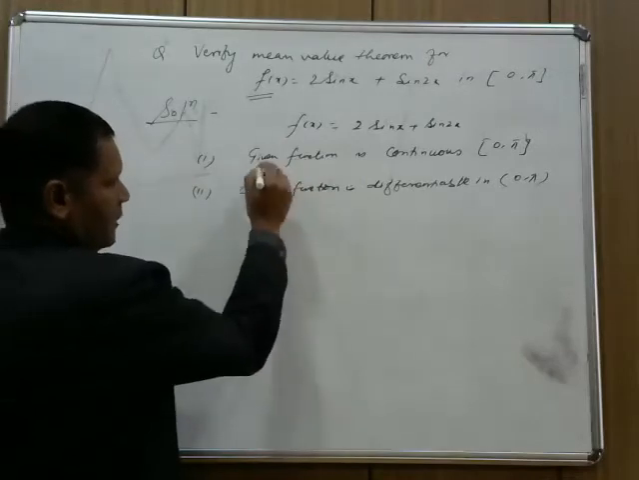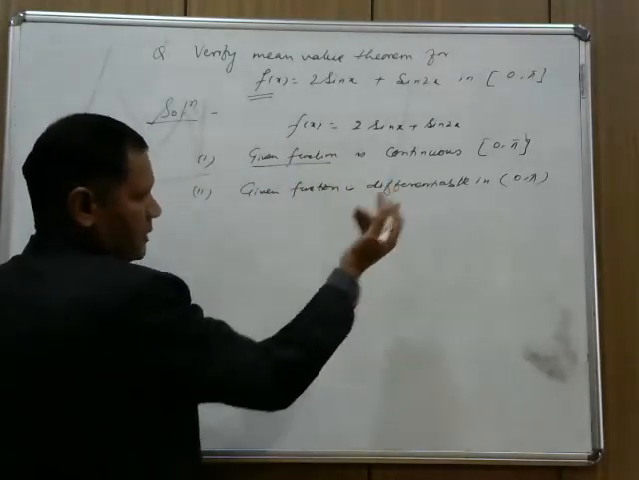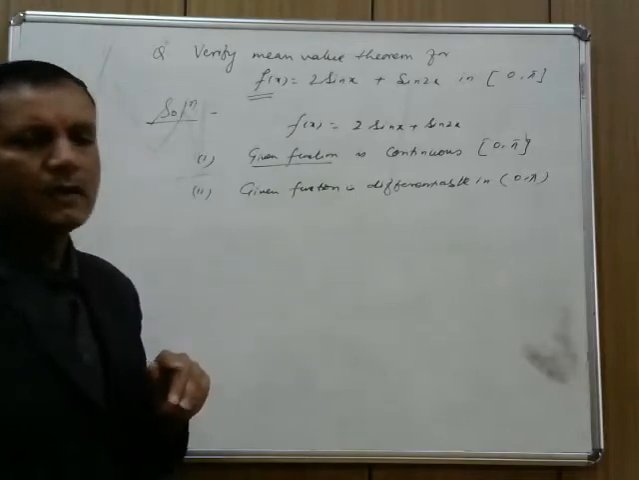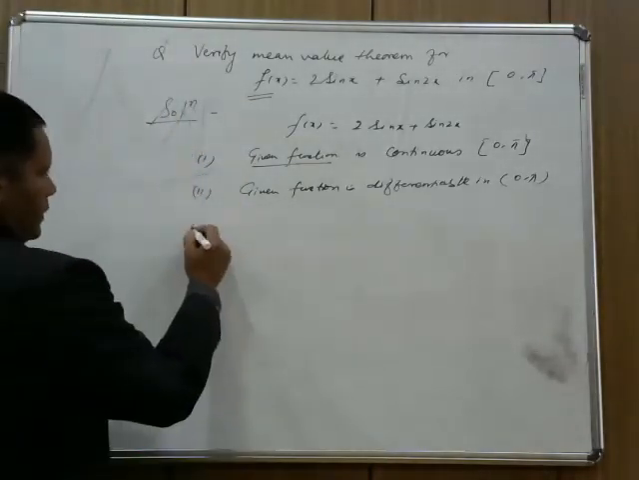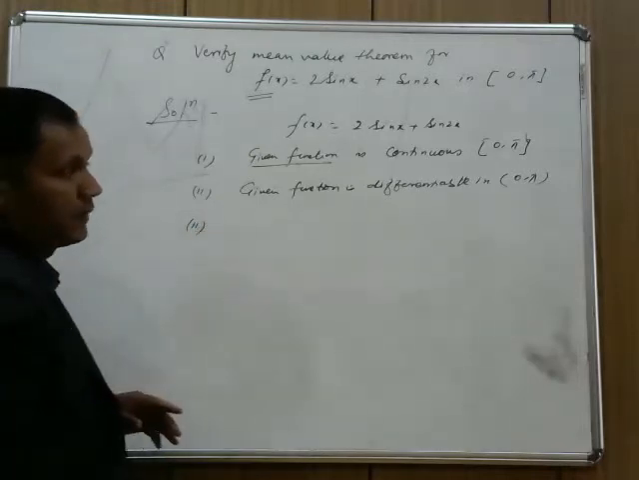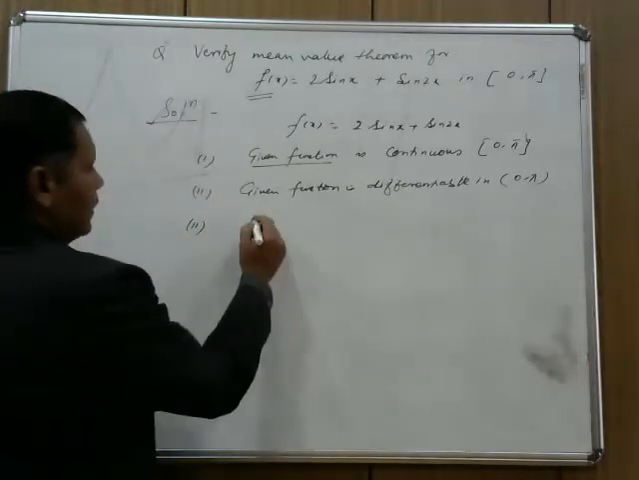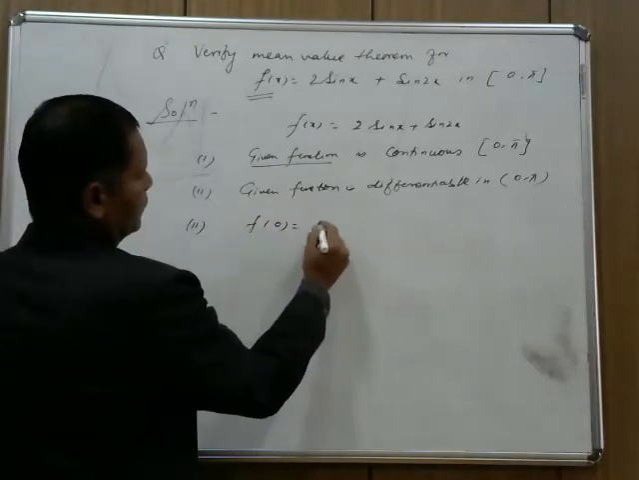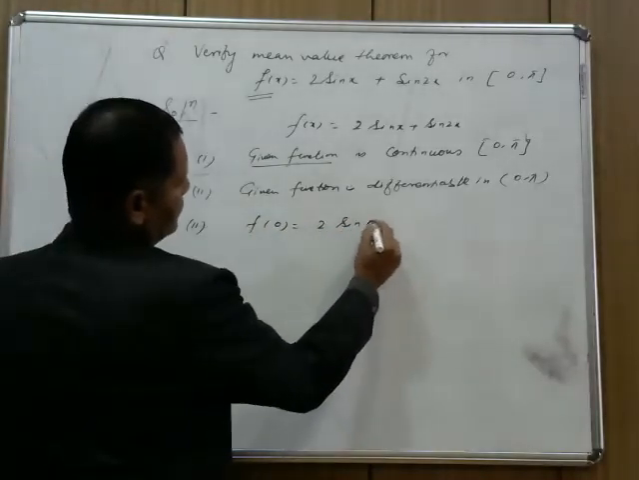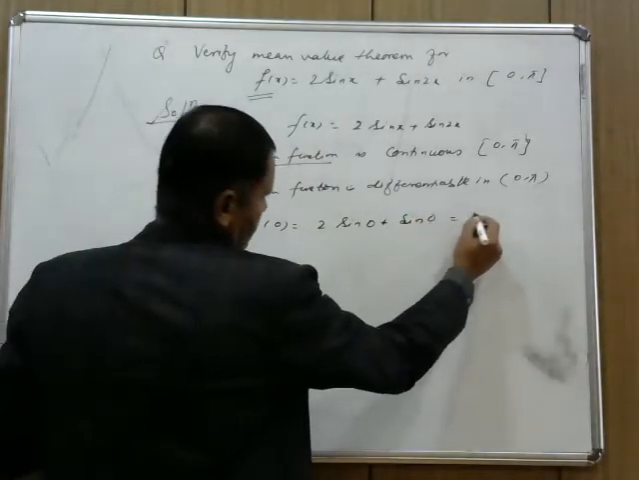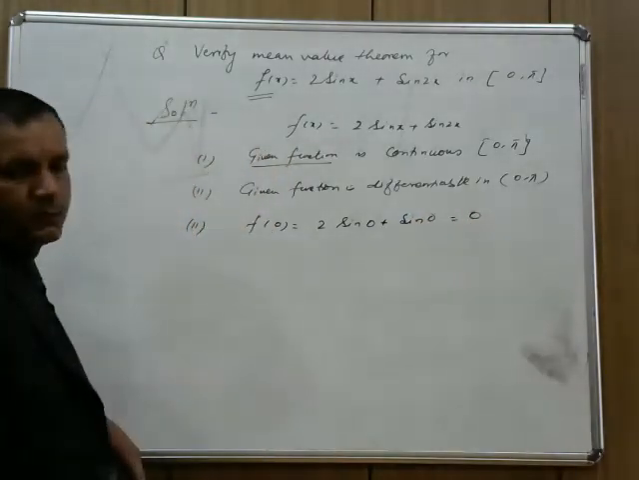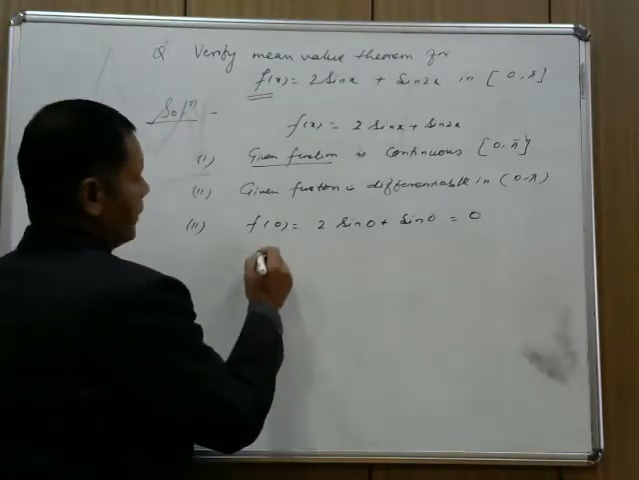Given function, in place of this we can write f of x is continuous, f of x is differentiable in this interval, right? Now we'll find out f of a and f of b. Here f of a is what? F of 0. Now f of 0 is equal to 2 sin 0 degree plus sin 0 degree. How much? 0. Right?